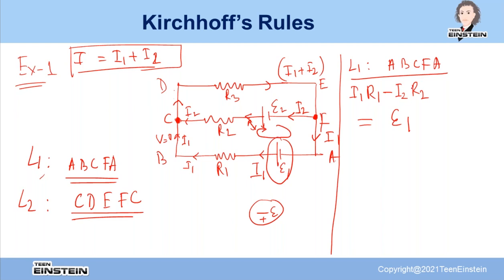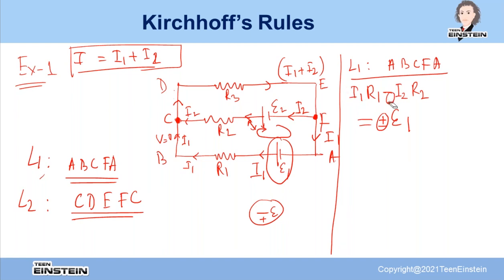When you are choosing a loop direction, you have to check the direction of the current. If the direction of the loop and the direction of the current are the same, then the potential drop, as I can see from here, I1 and R1, is positive, because I'm going from A to B, and at the same time the current is also flowing through R1 from A to B. So this is how I have taken this as positive.